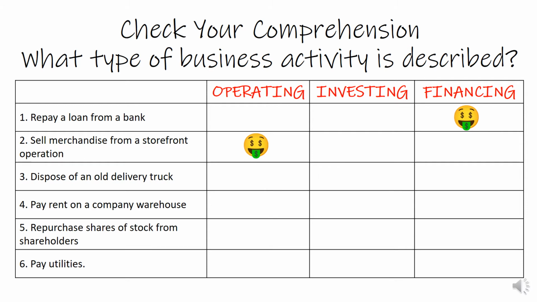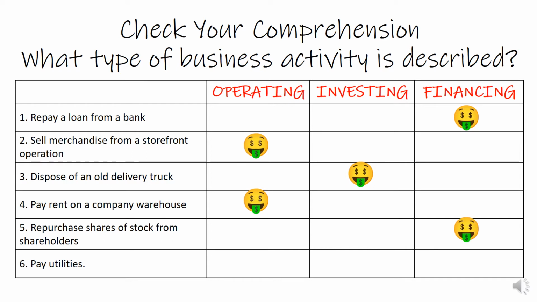Good old Target. Third, dispose of an old delivery truck. This would be an example of an investing activity, unless you're in the business of buying and selling delivery trucks, in which case it would be an operating activity. For someone like Target, who's in the business of selling consumer goods, though, disposing of an old delivery truck would be an investing activity. Paying rent on a company warehouse is an ordinary transaction arising from the course and scope of doing business, so it's an operating expense.